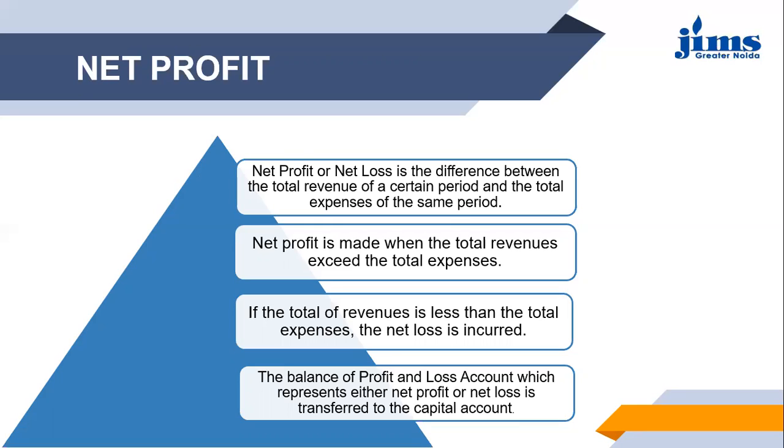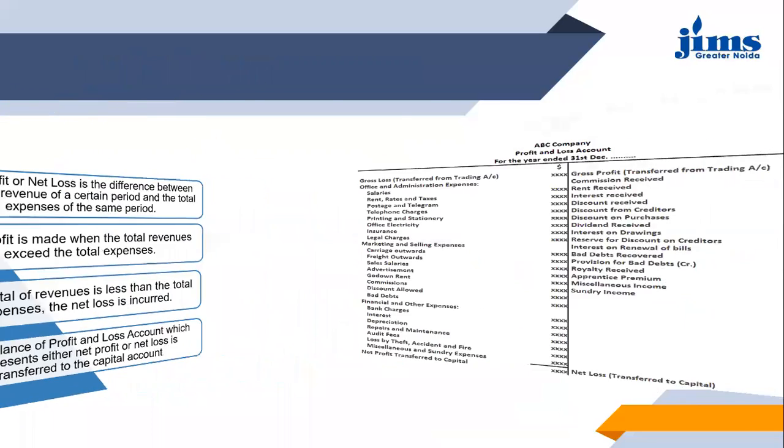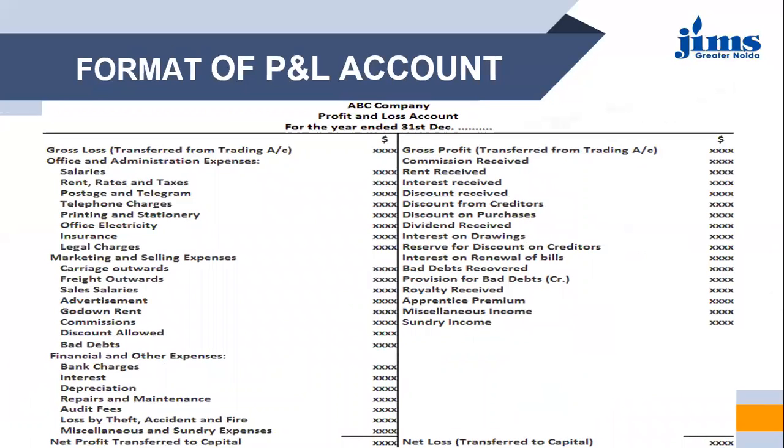So net profit is made when the total revenues exceed the total expenses. Of course, when revenues are higher than the expenses, it is a net profit situation, and the reverse is the net loss situation. So the balance of the P&L account, which represents either net profit or net loss, is transferred to the capital account. How to treat this point, we'll see at a later stage of today's session. So let's take up the net profit and P&L account format here.